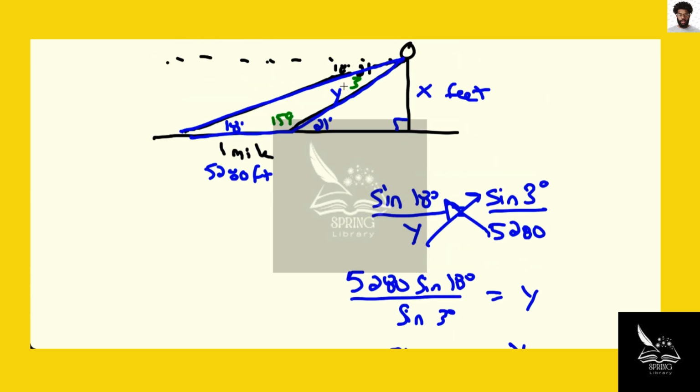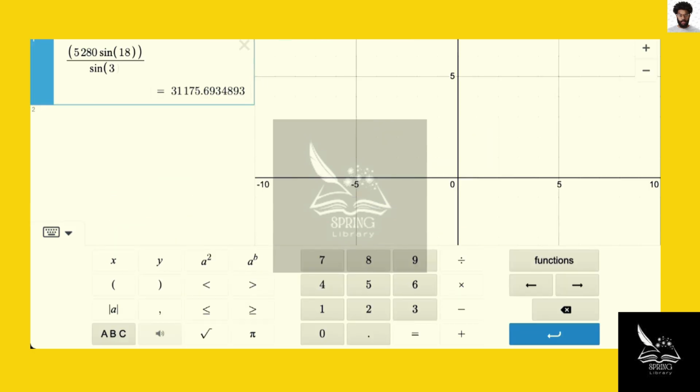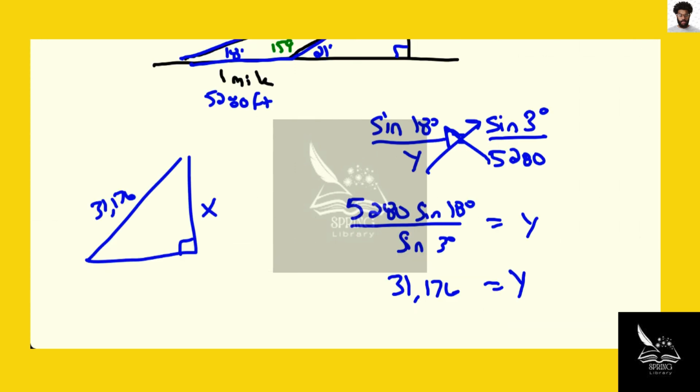Okay, again, that's the distance here. Now we're in this right triangle. We want to find x, where we know this is 31,176. You can be more accurate if you need to. Maybe I will, 75.7. And we know this is 21 degrees.